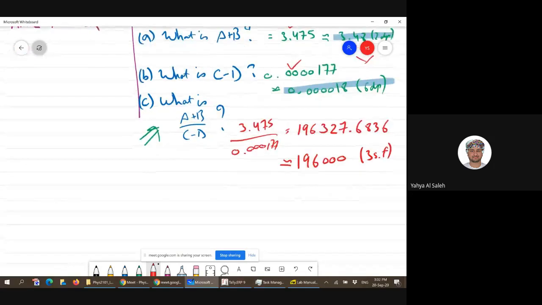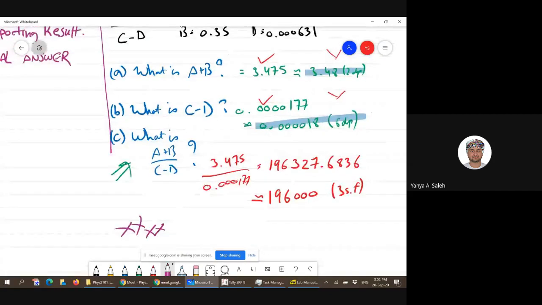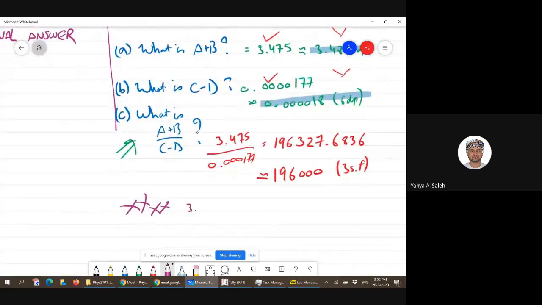But on the other hand, and I am going to do multiple X's so that you remember this is wrong, if I had used the rounded figures of 3.48 divided by 0.000018, what would I have gotten? My answer would have been 193,000, which is 3,000 off the correct value.